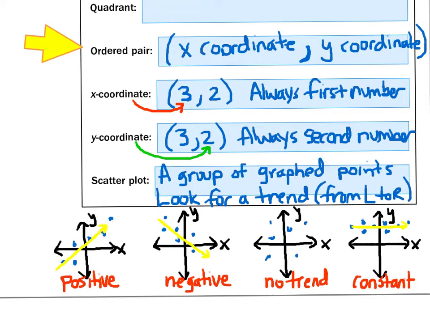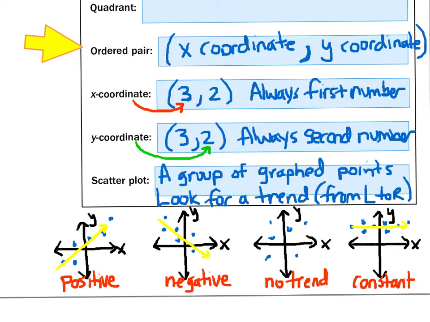And we want to look for what's called a trend line. It does not connect each dot to the other. It just is a trend. For example, if I had these dots graphed, I would look at this trend line going up from left to right, and this is what we call a positive relationship or a positive trend.